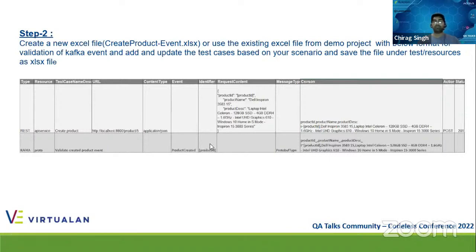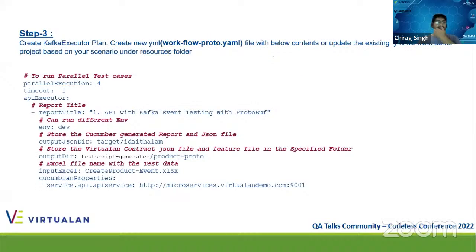So I will show you in upcoming segments, when I show you the code, how we can create this, and what are the different columns and values for this create product event Kafka event test cases. Second is step 3, that we need to create a Kafka executor plan.